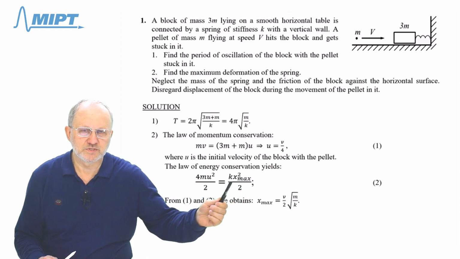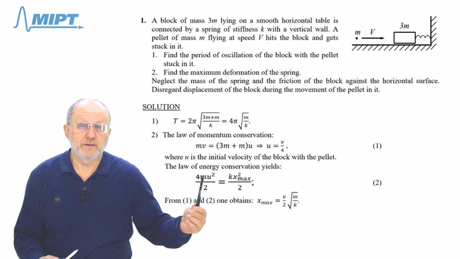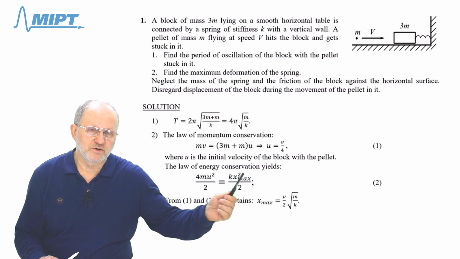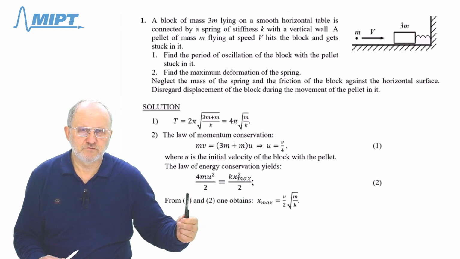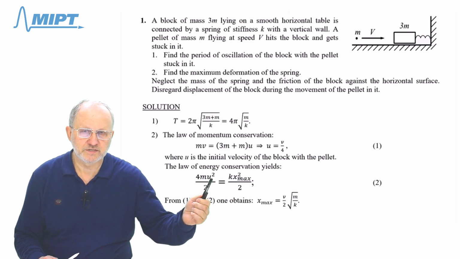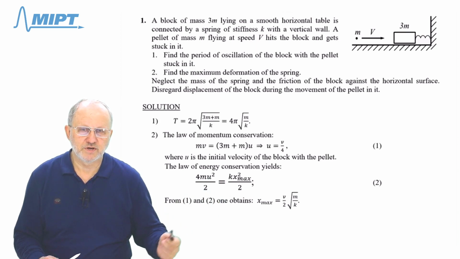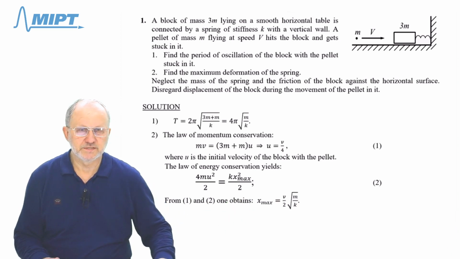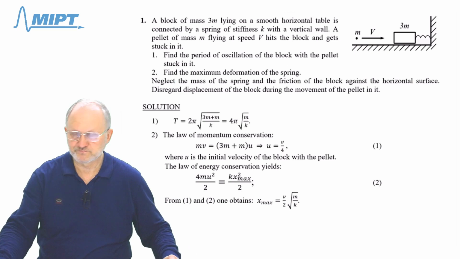The deformation is denoted by x maximum, which should be taken squared with the stiffness of the spring as coefficient. So the initial kinetic energy is equal to final energy of spring deformation. From this equation, we can obtain this x maximum, the value of maximum deformation of the spring, because we already know the initial velocity of the block. So solving this simple equation gives the solution to the second answer of this problem, which is indicated by this formula.